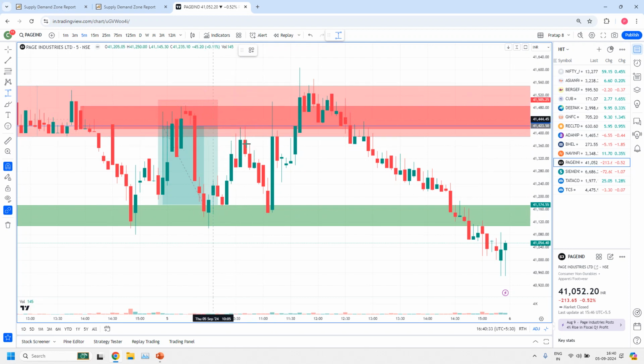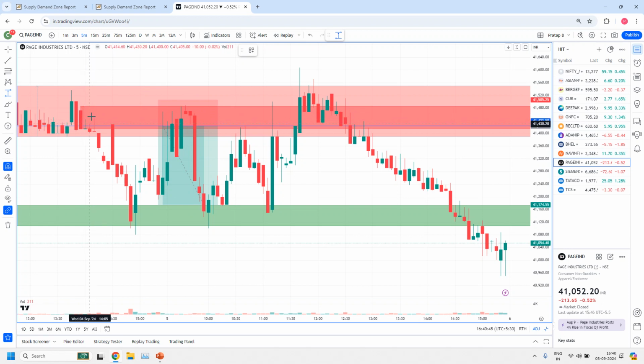Because still it is part of the 15-minute zone. The 15-minute zone is not violated. Because it is not violated, still the bullish trade setup is valid. So that way you can take the trade. But not this high liquidity zone. The high liquidity zone is gone.